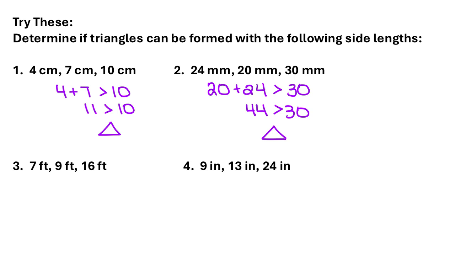Number 3. What are the 2 small sides? Fisher? 7 and 9. So our inequality is going to be 7 plus 9 is greater than 16. We do our adding. 7 plus 9 is 16. So 16 is greater than 16? No. So no triangle. It can't be less and it can't be equal. It must be greater.